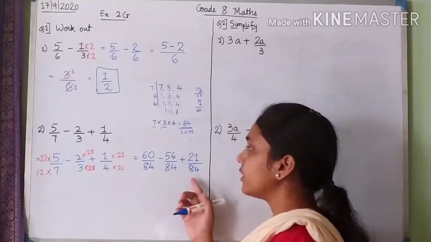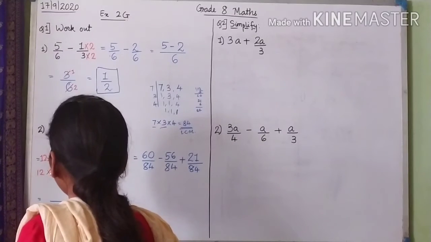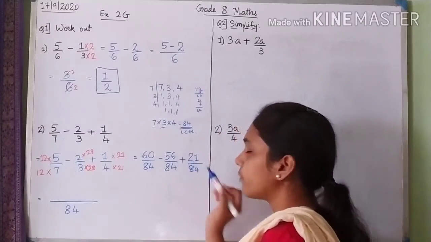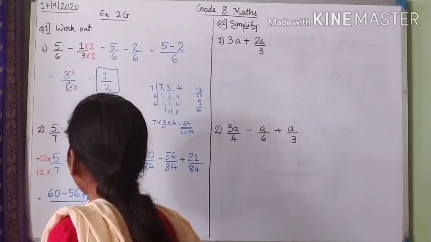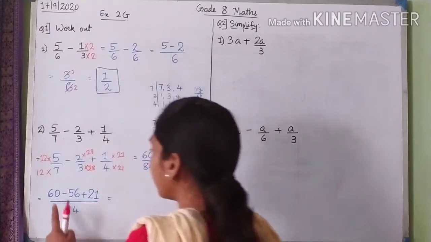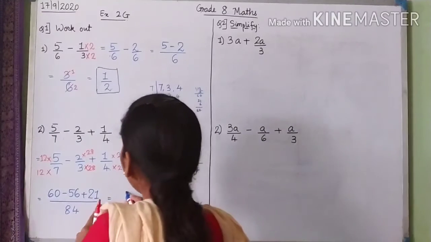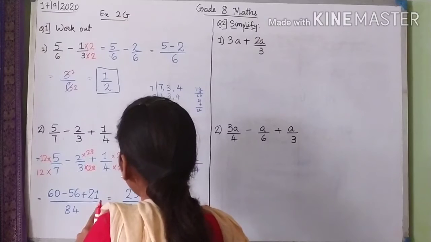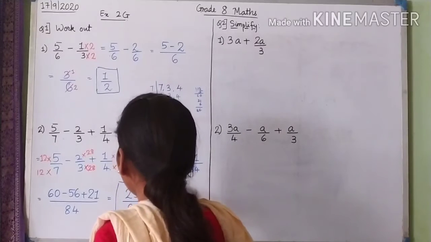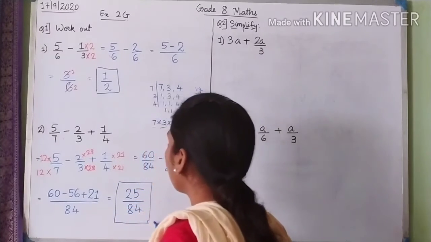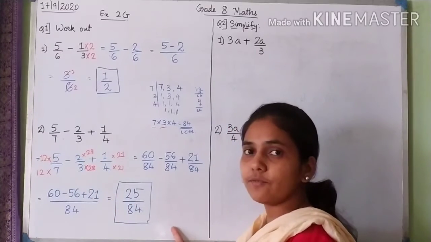Now we have got all three denominators equal. So in place of three denominators, I will write only one common denominator. Now I solve the numerators: 60 minus 56 plus 21. 60 minus 56 is 4, and 4 plus 21 is 25. So I get 25 divided by 84. This cannot be further divided, so we keep it as it is. This is our final answer: the solution of this addition and subtraction is 25 by 84.